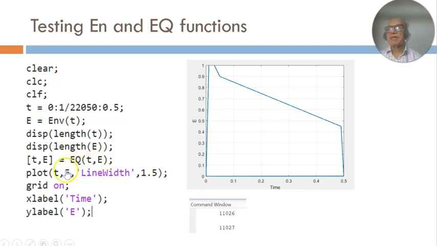So once they are made equal, you can plot. You plot t versus e, with line width 1.5, then you put the grid on, x label, y label, and you will get this output. That tells you how to generate the envelope, and while generating the envelope you get problems, so you use an equal function. In our later sessions we shall see how to use this envelope in order to generate a musical note with more flexibility. And that's all in this session.